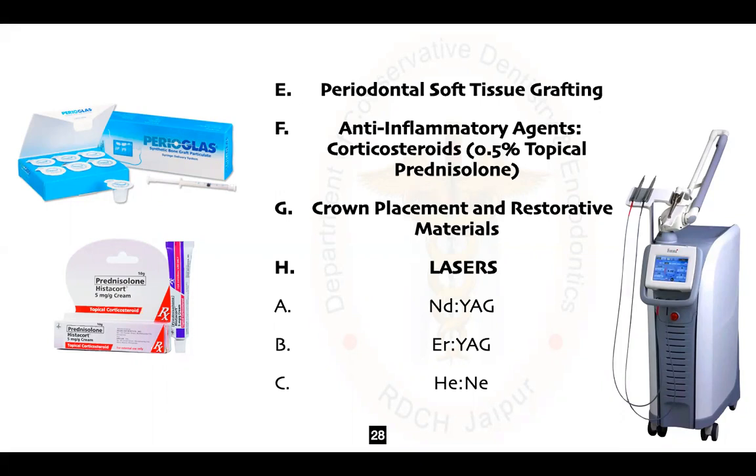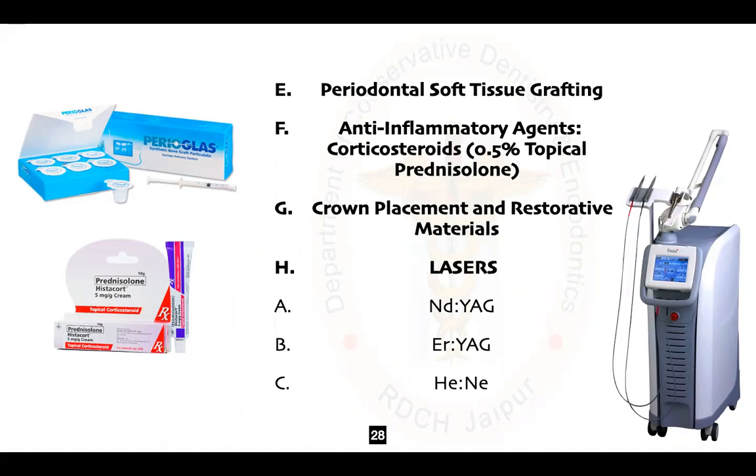Next is crown placement and restorative materials. Obviously, the prostho people, if they're doing a crown preparation on a vital tooth, then they will cover the tooth so that the dentine is not exposed since it's a vital tooth and it will cause sensitivity. So you have to cover the tooth by placing a crown.